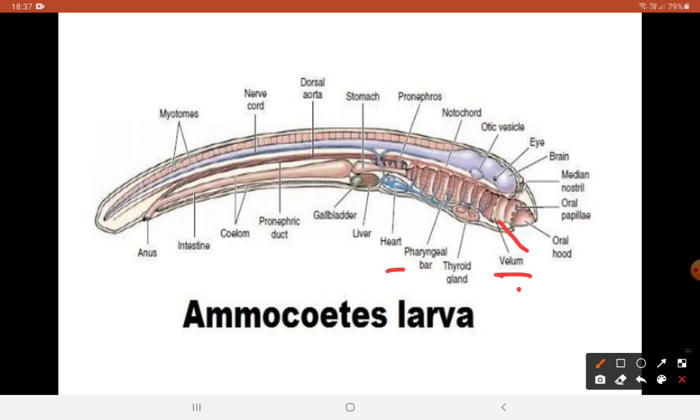The branchial basket supporting the pharyngeal wall alternately expands and contracts, which helps to draw the water through the mouth into the pharynx and pump it out through the external gill slits. Thus, water circulation here is completely by muscular activity.